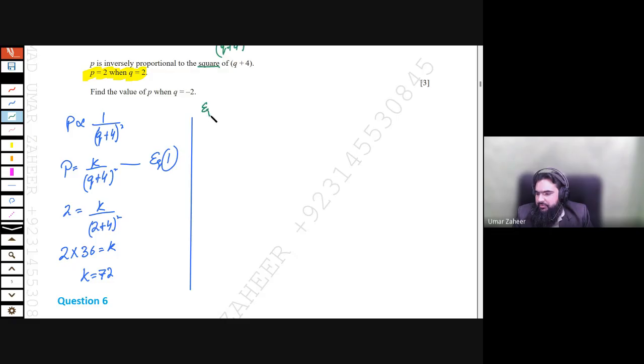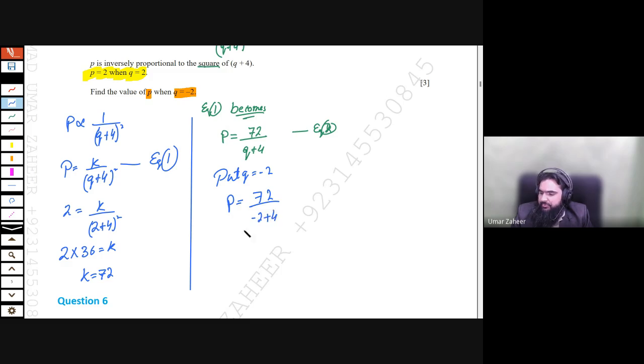Now my equation 1 becomes p is equal to 72 divided by q plus 4 whole square. In the next information, he says to find the value of p when q is equal to minus 2. So let's substitute it. Put q is equal to minus 2. We will get 72 divided by minus 2 plus 4 whole square. So we'll get 72 divided by 2 squared, which is 72 divided by 4, that will be 18.